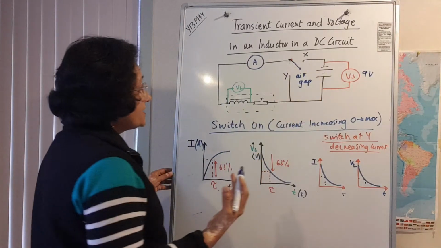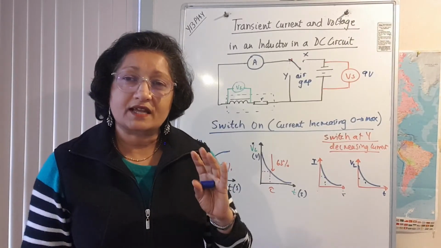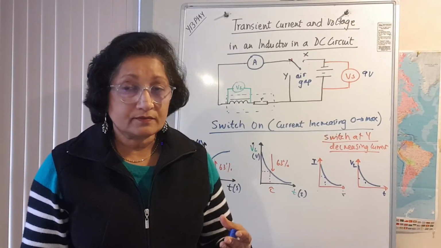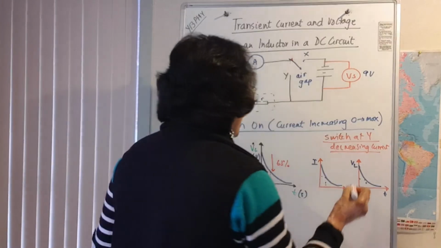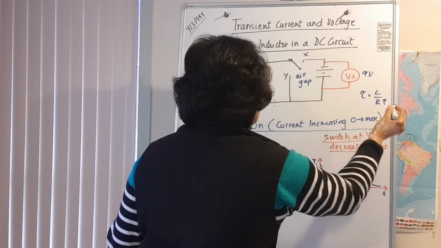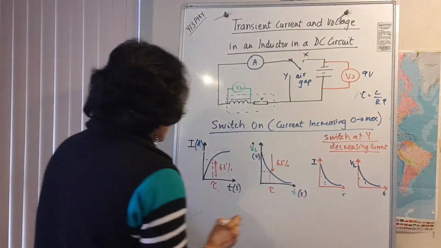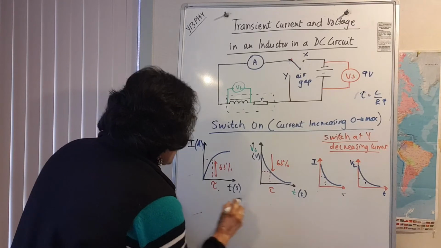Now, air has got infinite resistance, and so the time constant becomes very, very short, because T is equal to L over R. T is equal to L over R. So the resistance of air is so high that this becomes very small. So what's going to happen is that the current is going to fall.